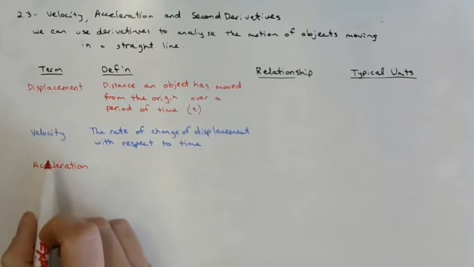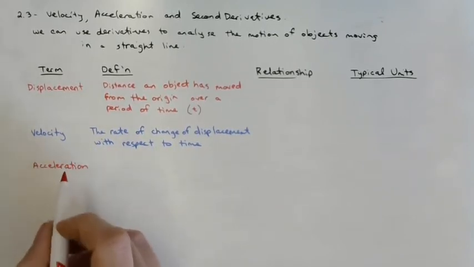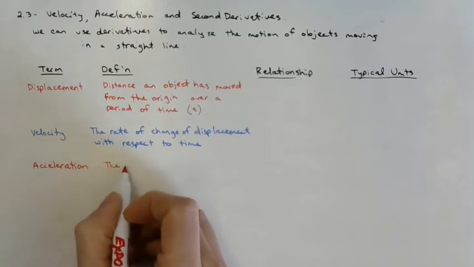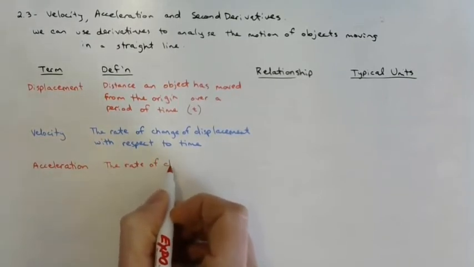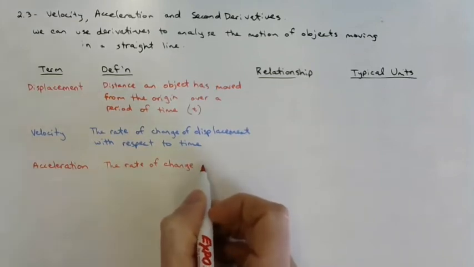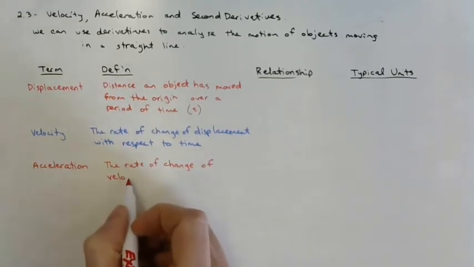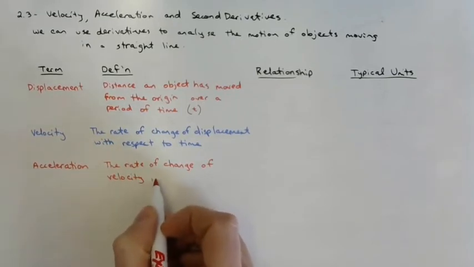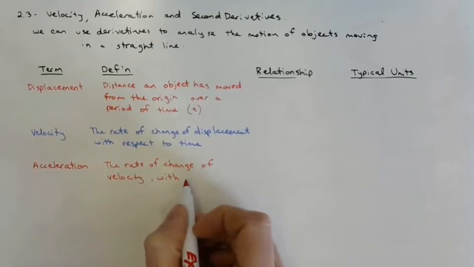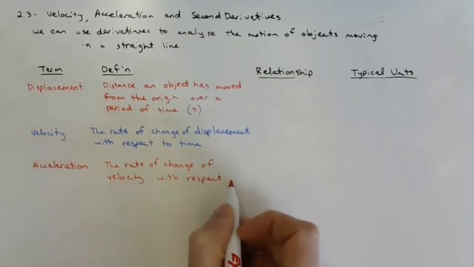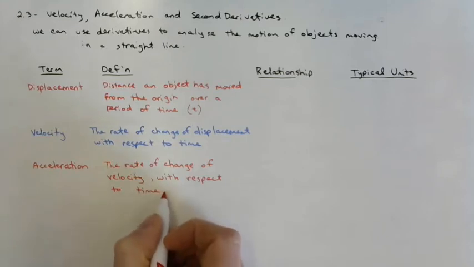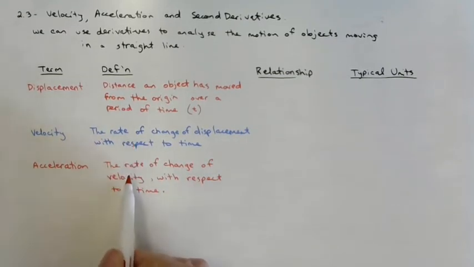Acceleration is the rate of change of velocity, again with respect to time. All right, so what do we have here? We have a rate of change, and then we have a rate of change of a rate of change. If a rate of change is a derivative, then the rate of change of a rate of change is the derivative of a derivative. So we're taking second derivatives today.